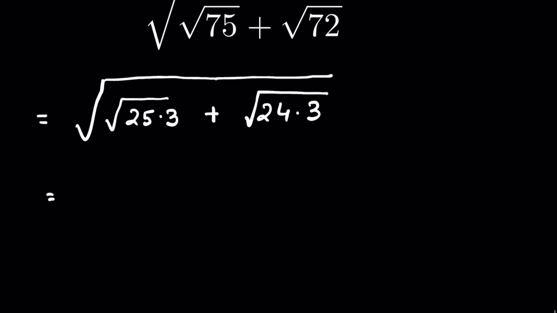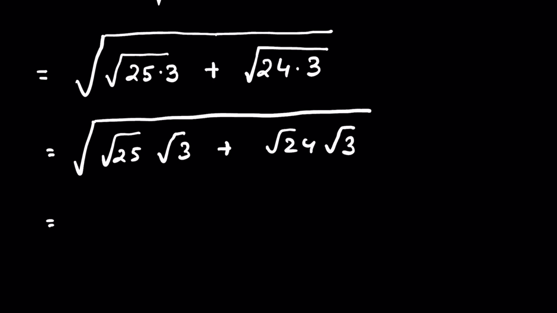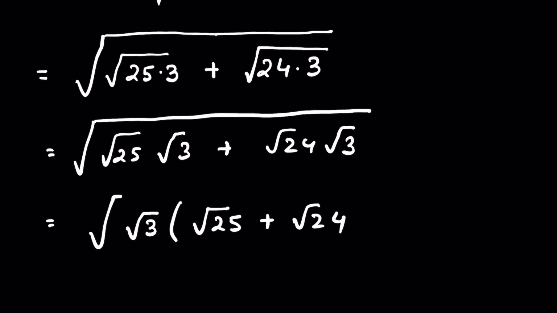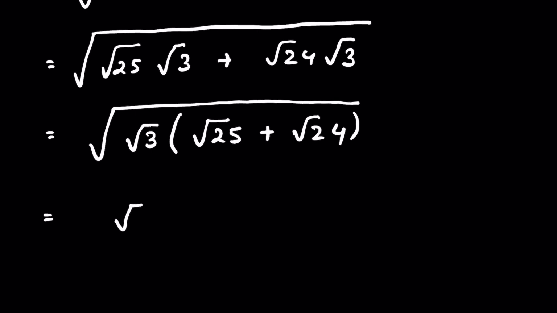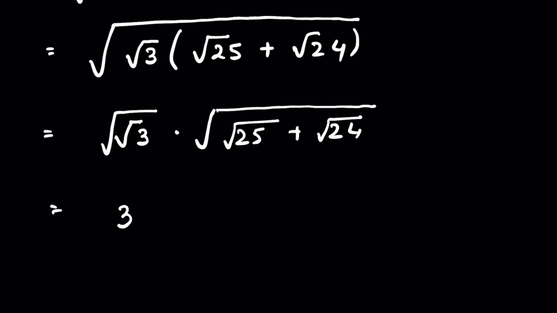Now this we can write as square root of 25 times square root of 3 plus square root of 24 times square root of 3, then all under square root. Now we can take square root of 3 as common. So square root of 3 times bracket square root of 25 plus square root of 24, under square root. Or this we can write as 3 raised to the power 1 upon 2, then whole raised to the power 1 upon 2.